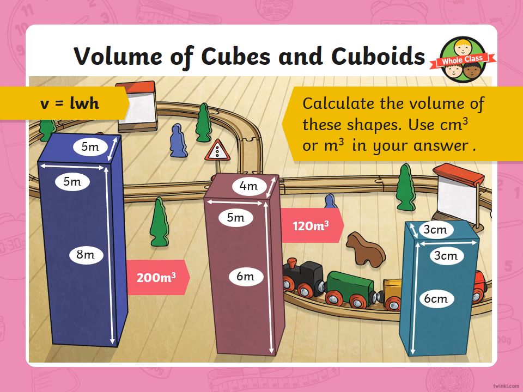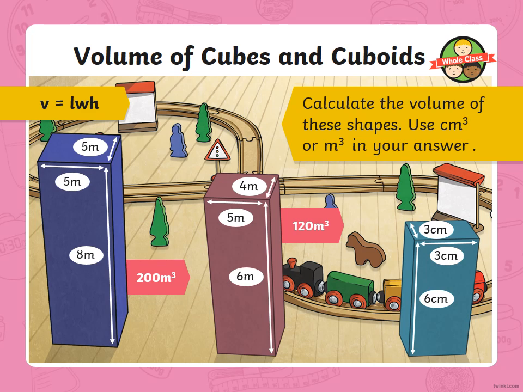For the second one, 4 meters times 5 meters times 6 meters. Remember I said it doesn't matter which way around we move the order that we do them, because with multiplication it's commutative, meaning that it doesn't matter what order we do it in, we still get the same answer. So 5 times 6 is 30, and then 30 times 4 is 120. So our answer is 120 meters cubed.